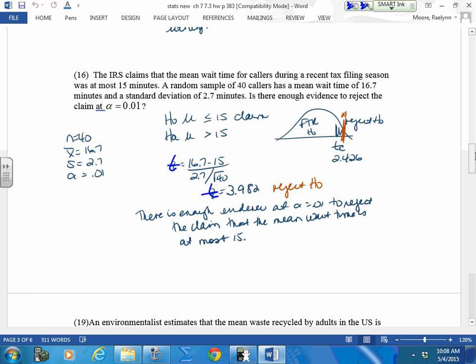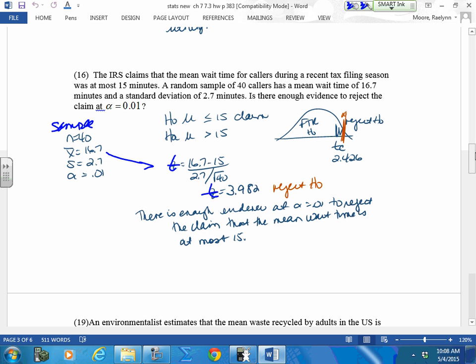This is from your sample. This is what you're going to test with. And you're going to see how extreme this is. This is way more extreme than your 2.426. So it's falling in your reject H0 area. Because it's a T-score, we use this when we don't know our population standard deviation. You have to find it from your sample.